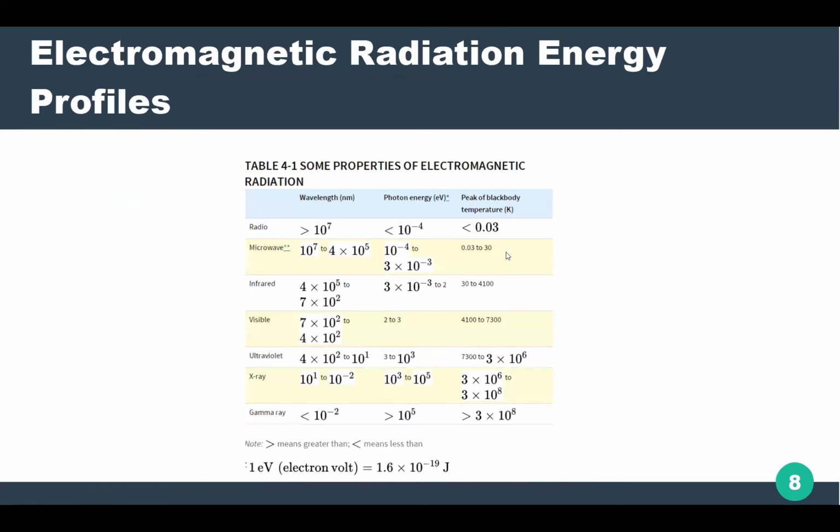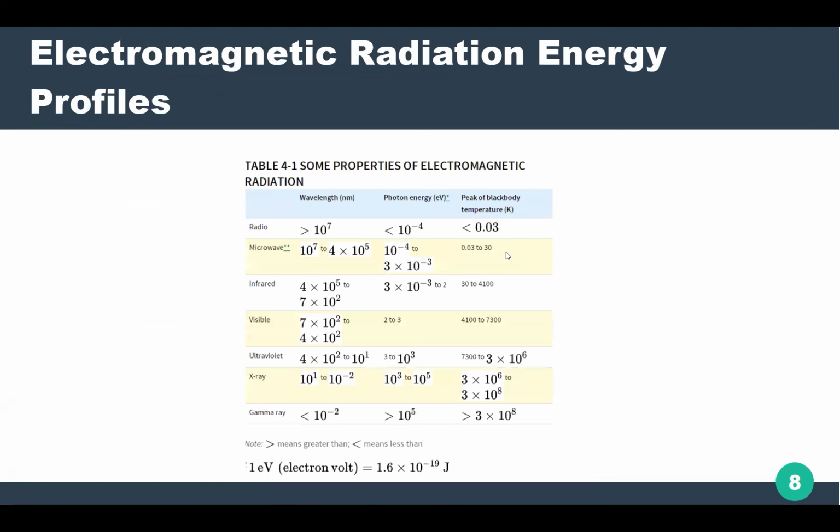Because these relate lambda and frequency to temperature, we can tell a lot about the object that we're looking at by the temperature, or we can tell the temperature of an object that we were looking at by looking at these peak frequencies, as is given by these different types of photon energies that you see here.